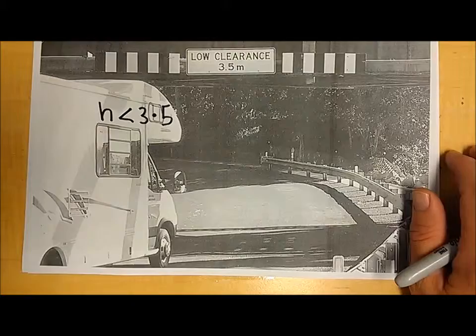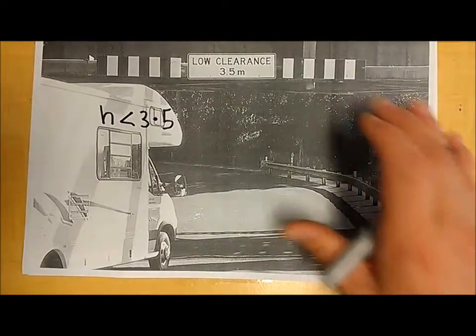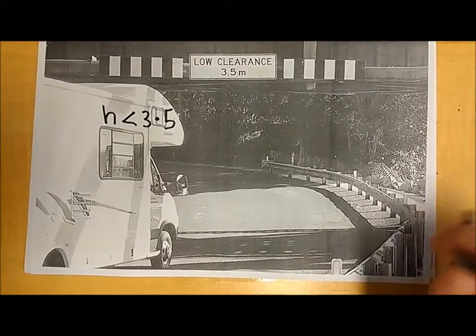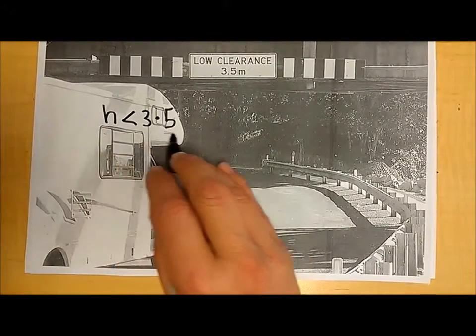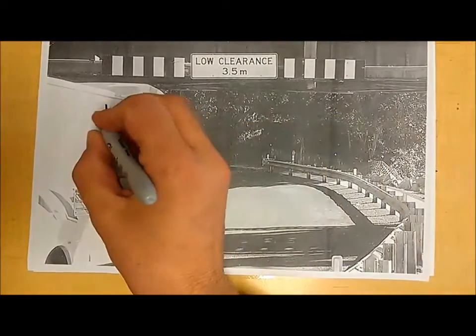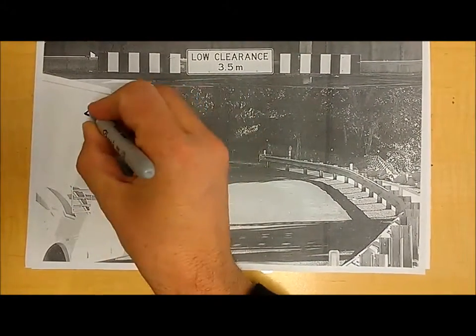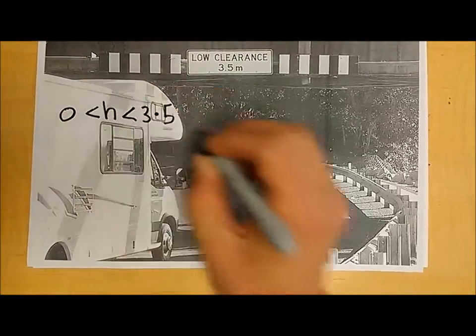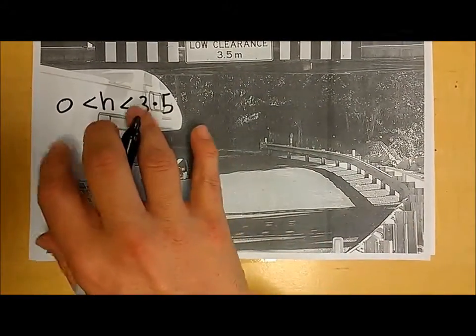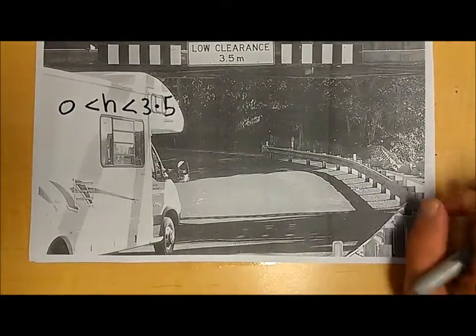There's a whole range of heights that can make it under this bridge. So rather than being an equation with only one answer, it's an inequation with a group of answers. And the answers are all the heights that are less than 3.5. But of course, because these vehicles exist, we could say that all these heights have to be greater than 0 as well. So we have our heights in a range of solutions, and that's what happens when we solve inequations.